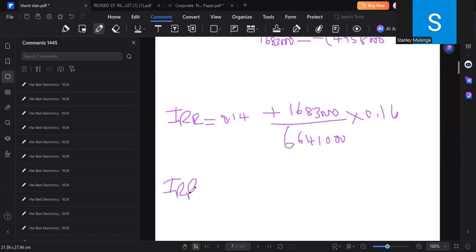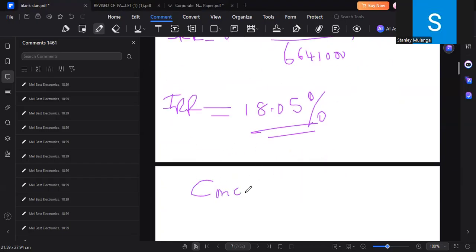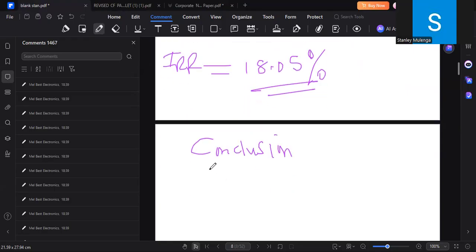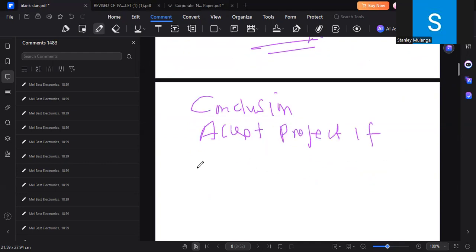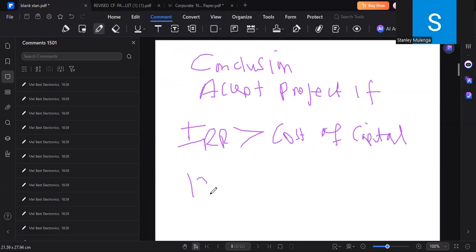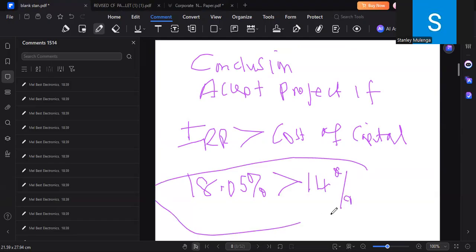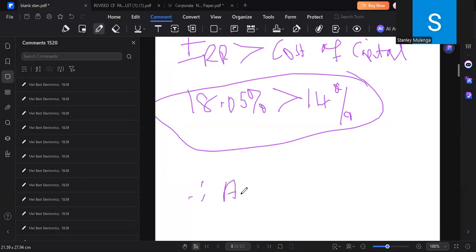So the internal rate of return is actually giving us 18.05%. So our conclusion is: accept the project if the internal rate of return is greater than the cost of capital. What we are simply saying is 18.05% is greater than 14%. So therefore, accept the project. This is what goes on this one.